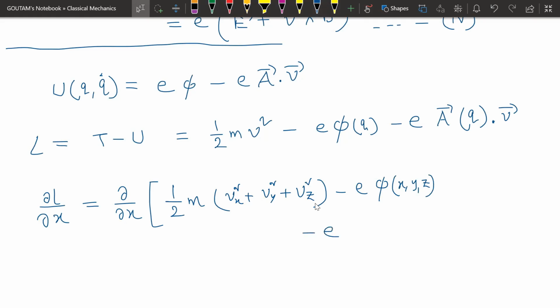minus e A dot v, where A depends on x, y, z. A has x component, y component and z component; let's call them Ax, Ay and Az. The dot product with v, whose x component is vx, y component vy and z component vz, will be Ax vx plus Ay vy plus Az vz.